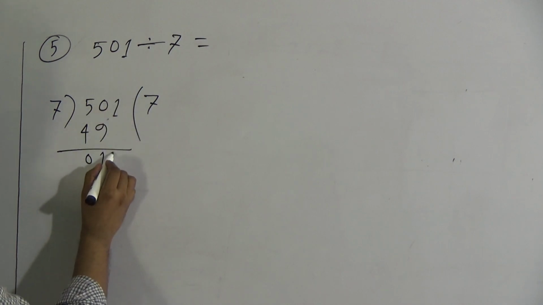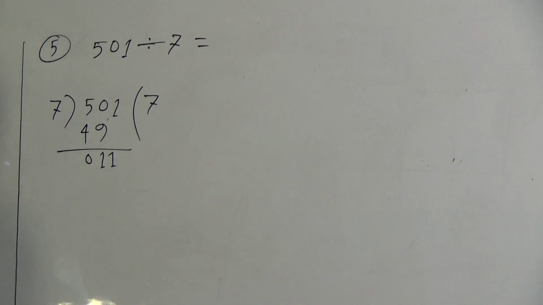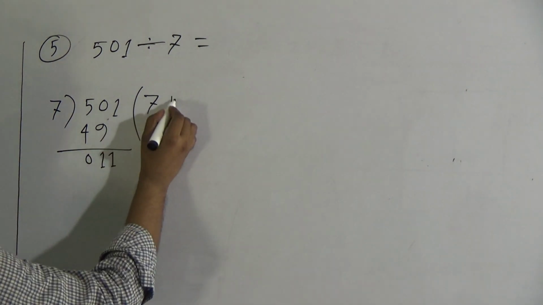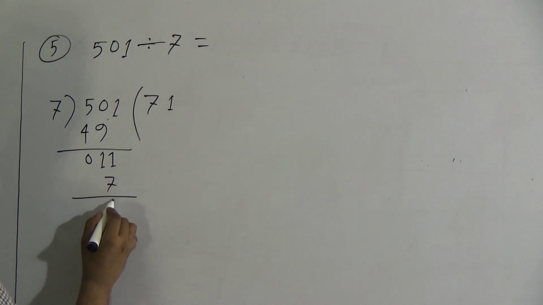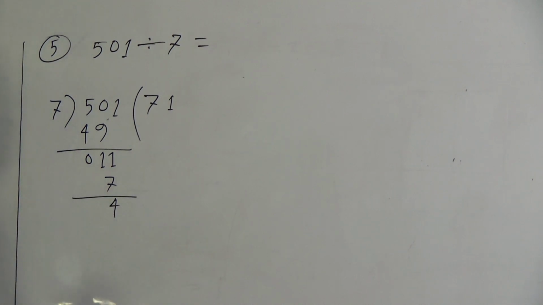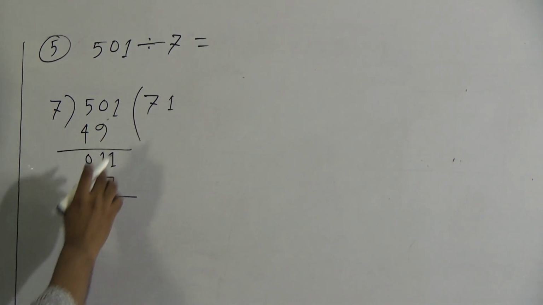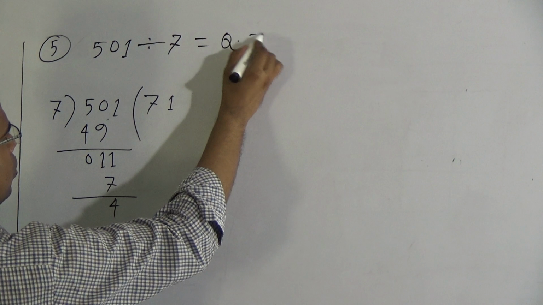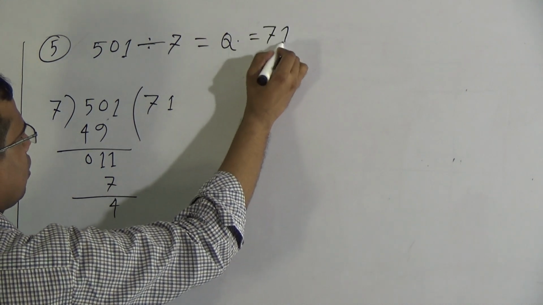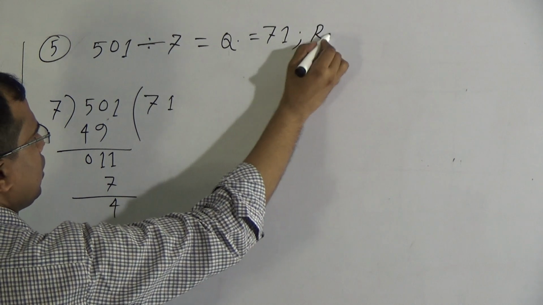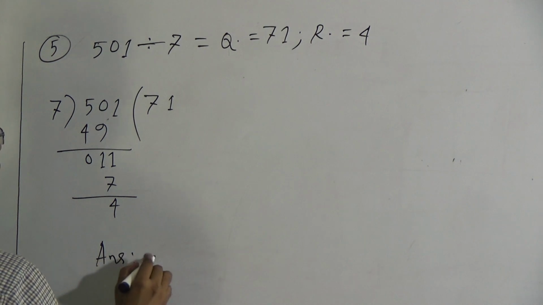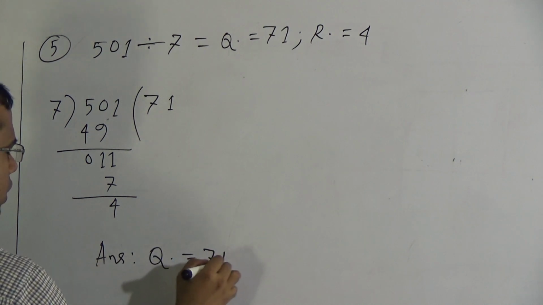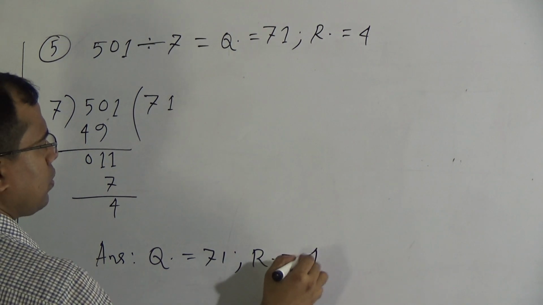Now we will write this 1 beside 1, then it's 11. In 11 we can give 1 time, because 7 2s are 14, which is greater than 11, so we can give only 1 time. And we will write this 7 under 11. After subtracting, we will get 4 here. So quotient 71 and remainder 4. Quotient 71, remainder 4. Answer: quotient 71, remainder 4.